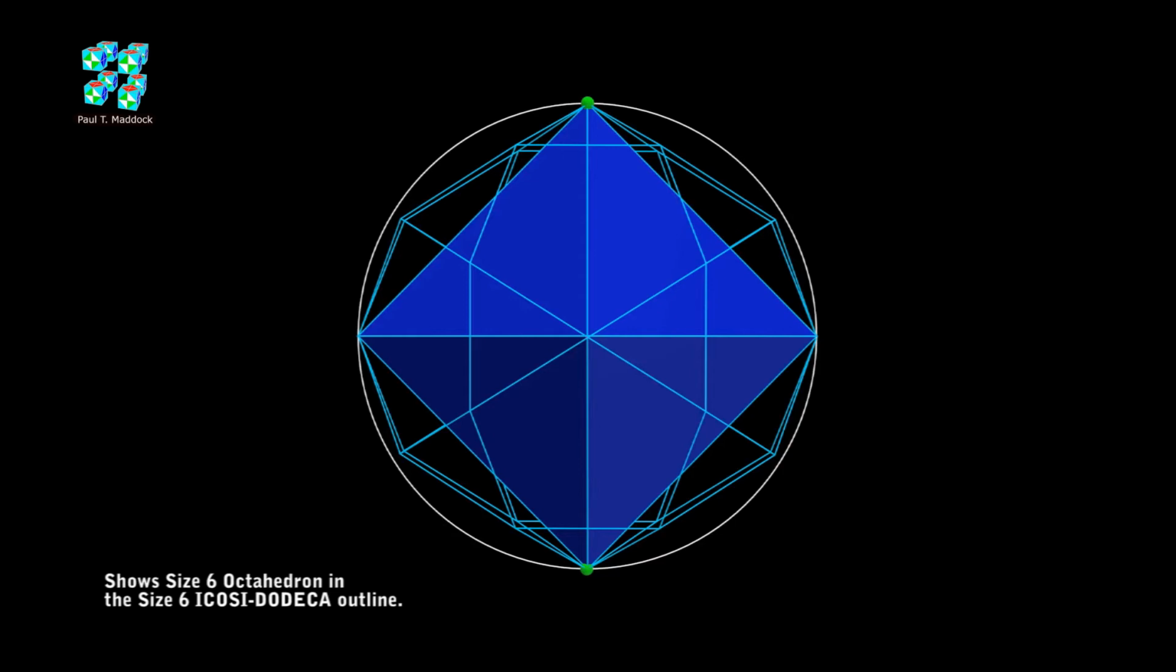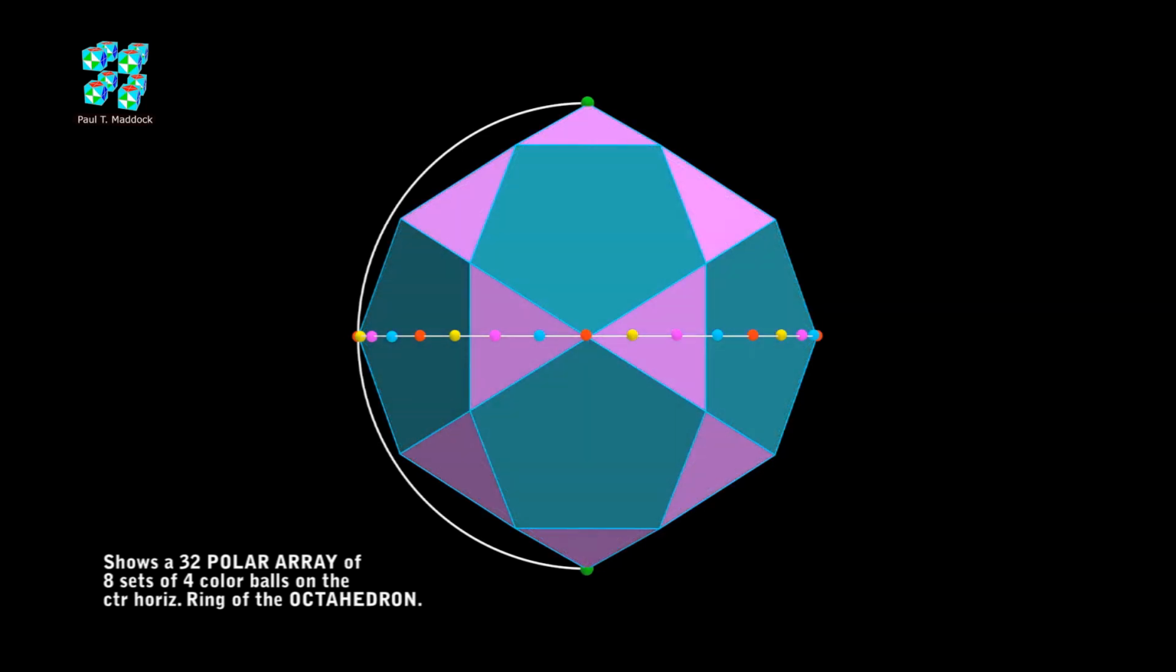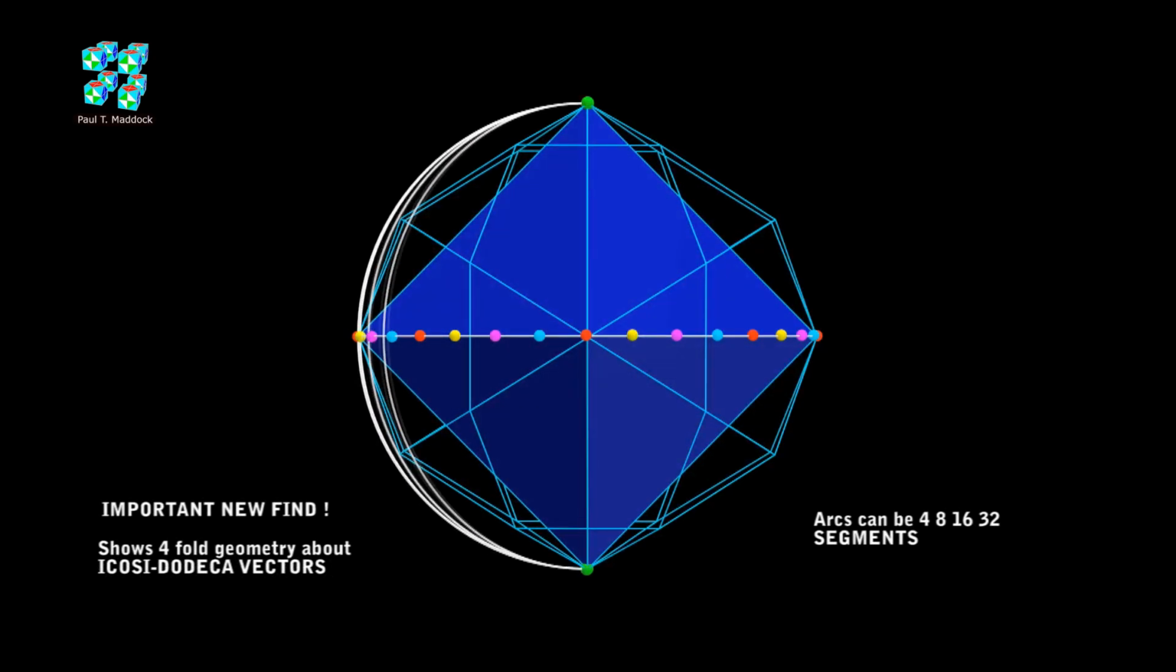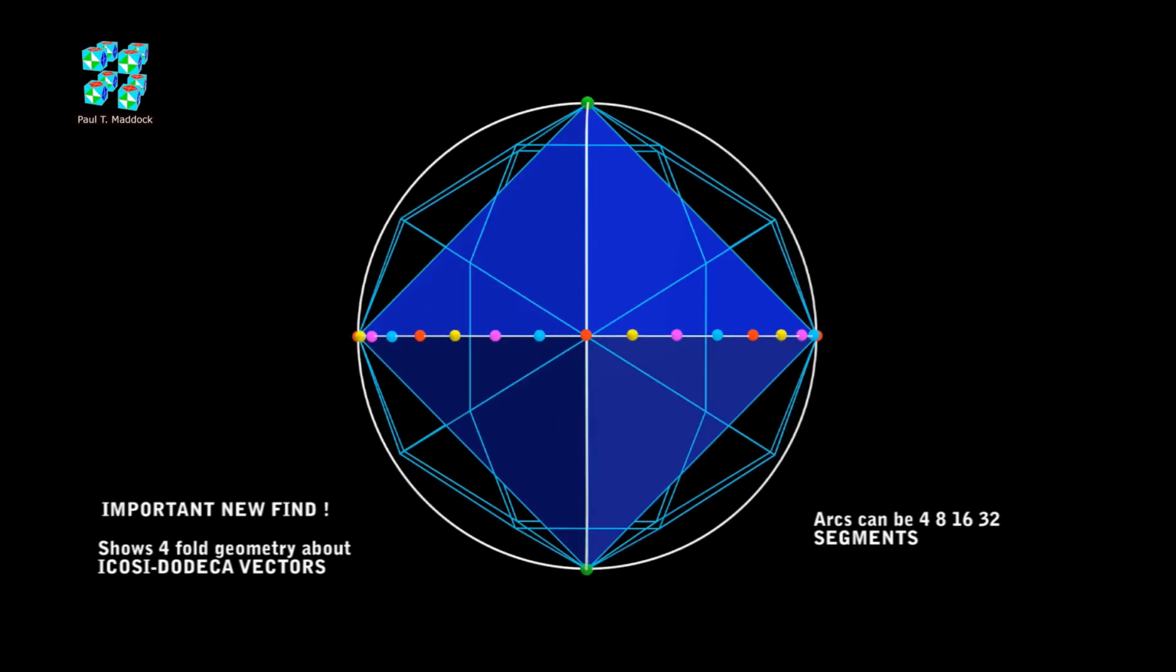Okay, now I'm going to give you an array of 32 balls. That will be 8 sets of 4 colors. I'm going to show you the icosidodeca colors also for a glimpse. And then I'm going to show you a little animation, giving it 4 segments. Now what I'm showing here is something very important.